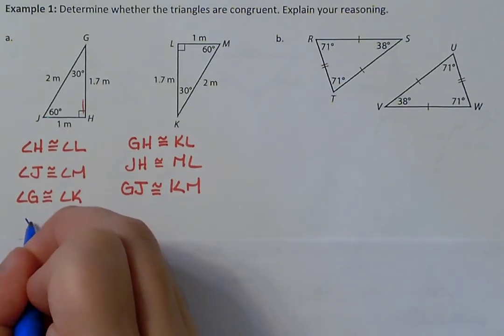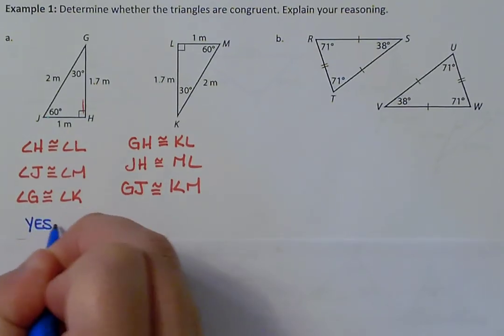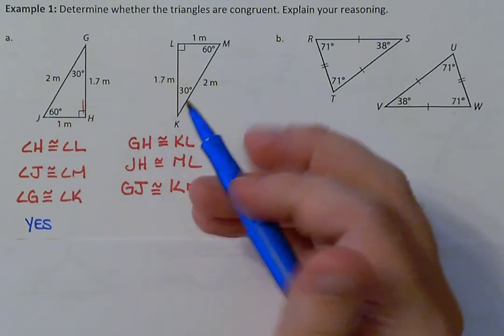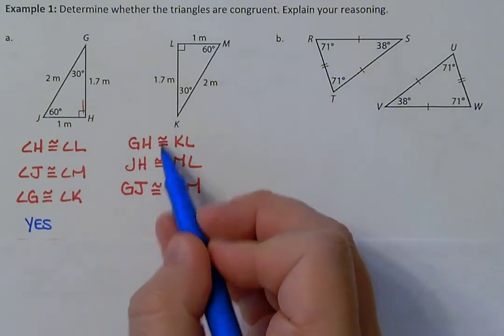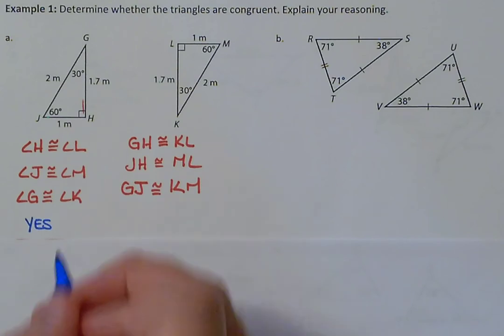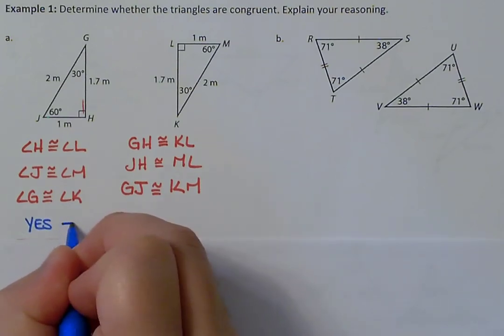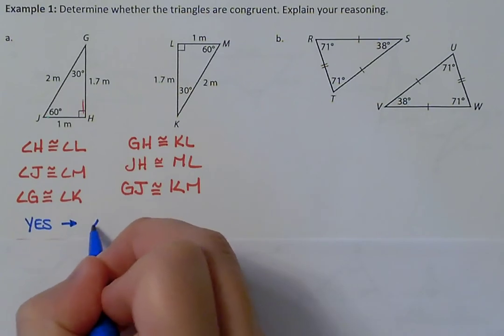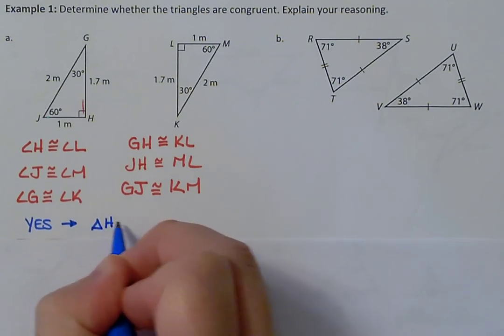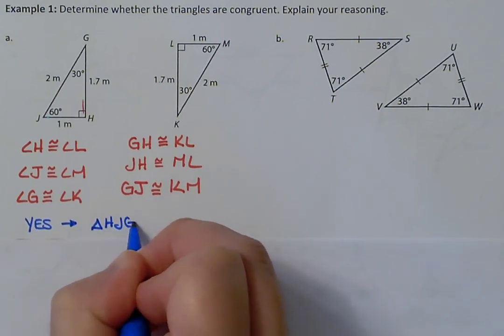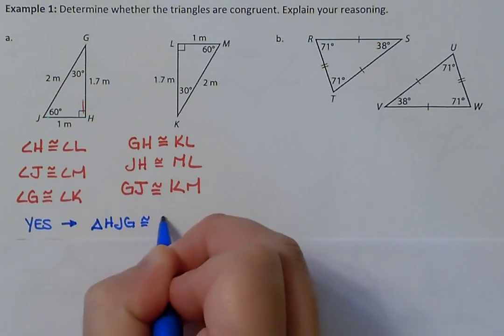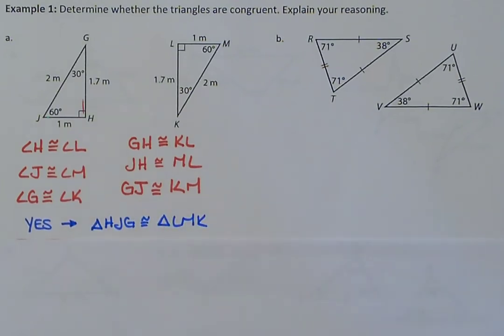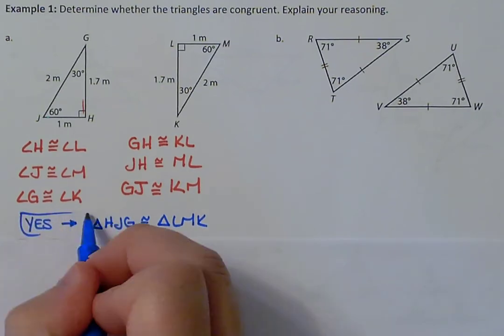So my answer is yes. And my reasoning is stated right here because I know all three angles and all three sides have a matching pair. So these two triangles are congruent. So that means that I know triangle HJG is congruent to triangle LMK. And that is our answer.